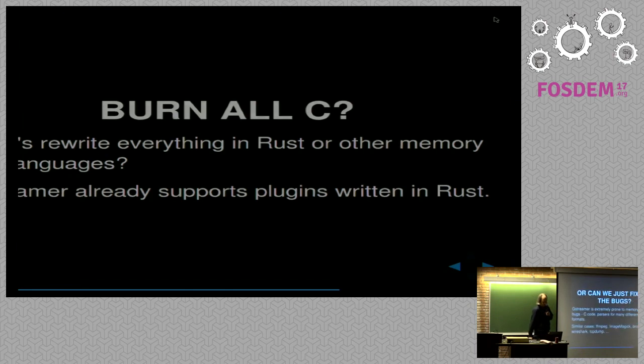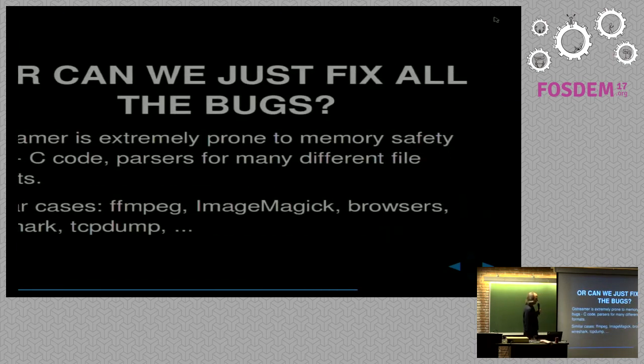Or can we just, as the tracker developer proposed, fix all these bugs? I looked a bit at GStreamer, and GStreamer is software that is extremely prone to memory corruption bugs. It's written in C, and it has parsers for a lot of complicated file formats, really a lot. I don't know, like 100 or something.